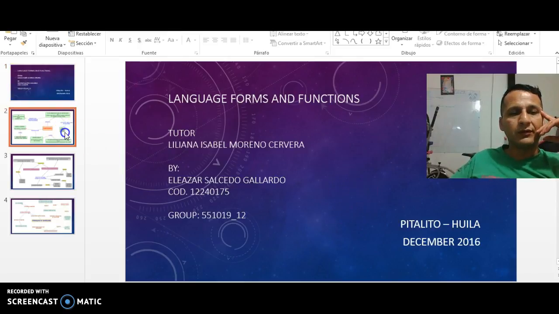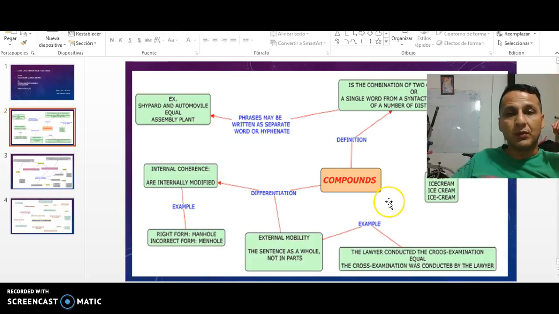Well, I have the first slide. It is about compounds. The definition of a compound is the combination of two or more free roots or a single word form, a syntactical phrase consisting of a number of distinct words. For example, the word ice cream has three forms: ice cream, then ice cream separated, and the third is ice cream separated by a script.